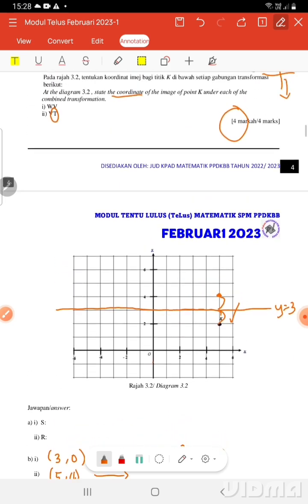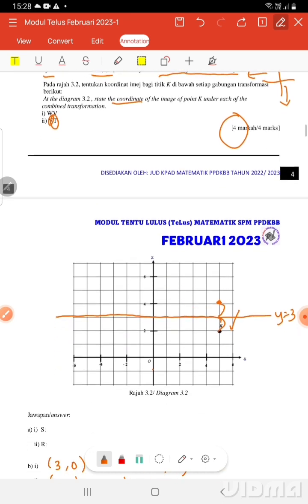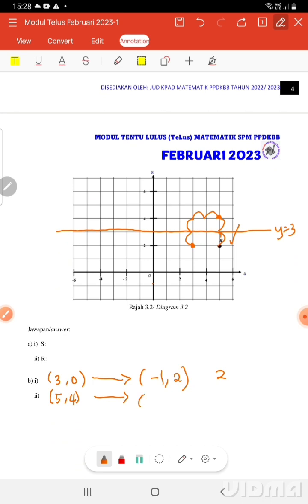Okay, next. Okay, V. So again, V is a translation of -2, -2. So again, -2 and -2. So here is your final answer, which is 3, 2. Okay, another 2 mark here.